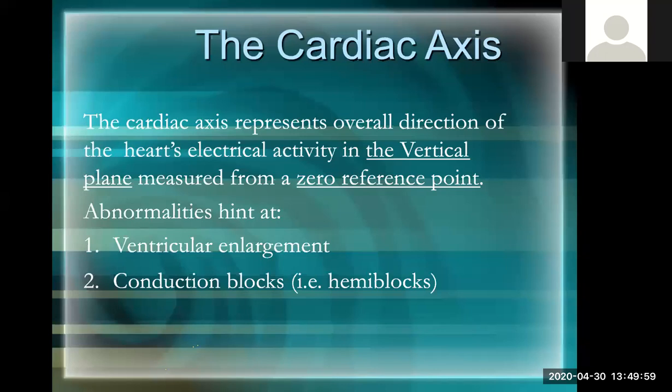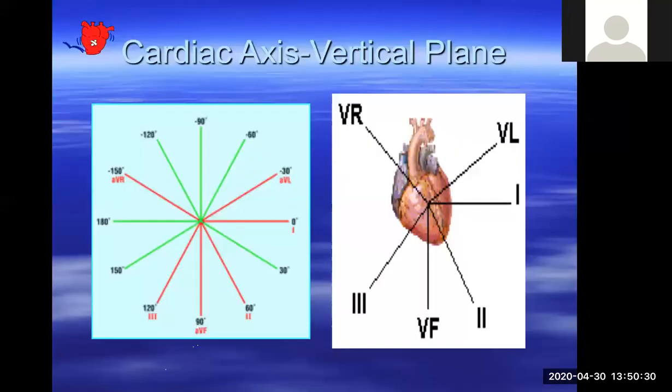And also, if you've got conduction block, as I mentioned to you, the electricity is conducted in the ventricle through Purkinje fibers and the bundle of His, and there's a right bundle stimulating the right ventricle, left bundle stimulating the left ventricle, and the left bundle divided into anterior and posterior. So if these are blocked, the electricity will be shifted to the other side. So it can give you an idea that there's something wrong.